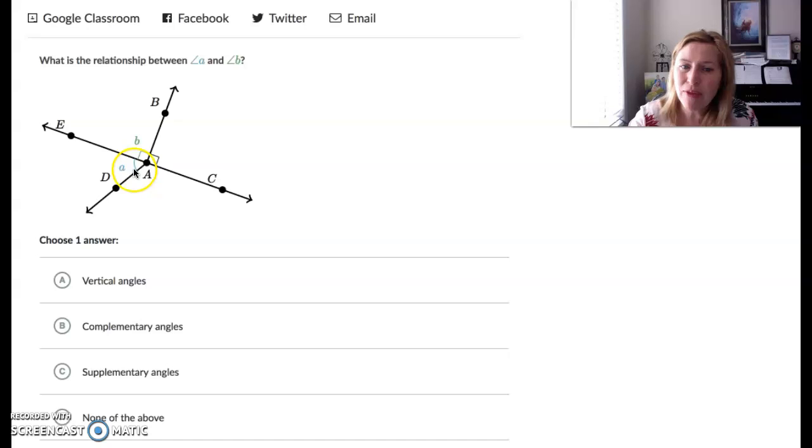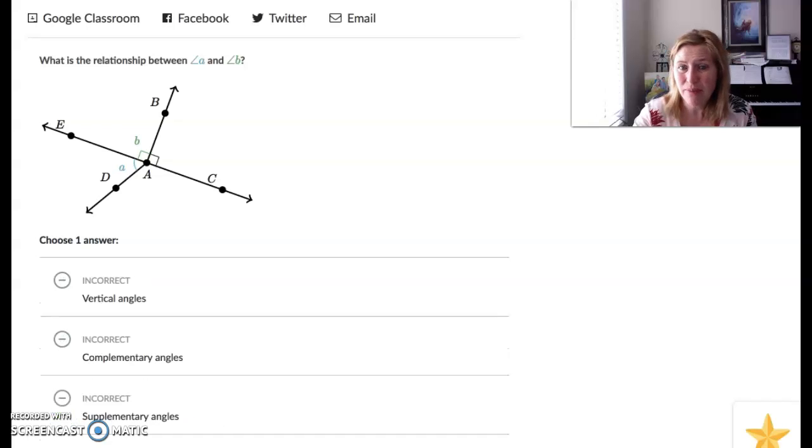But it's asking me about this little piece right here and this piece right here. Now this one I can see is 90 degrees, but this one isn't anything. So when I put both of these two together, it's not vertical, it's not supplementary, and it's not complementary. Okay? Yay, we got it right.